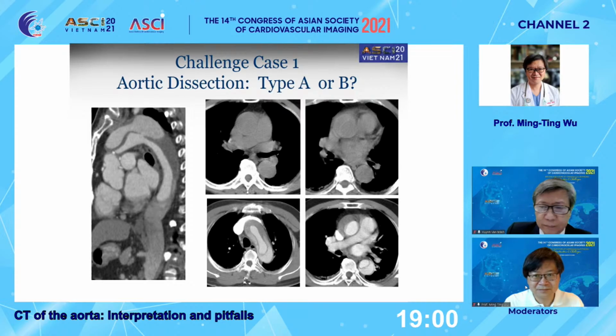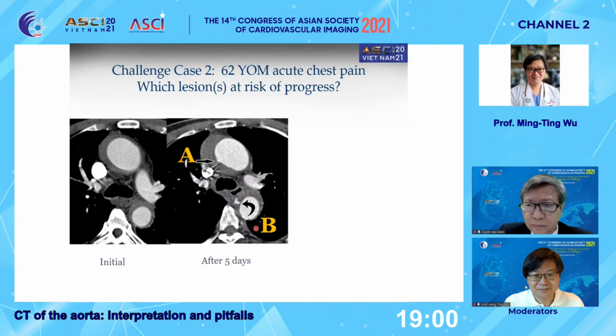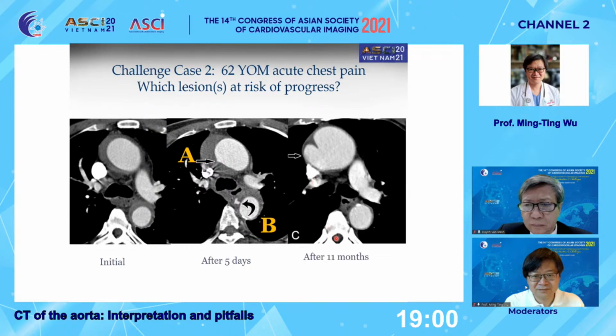Please poll. Challenge case number 2, acute chest pain. Initial CT showed abnormal thickening of the artery wall over the ascending and descending aorta. 5 days later, one small new lesion and one large new lesion were noted. The question is, which lesions are at risk of progress? 11 months later, the small one became a big false lumen and the large one had totally resolved.